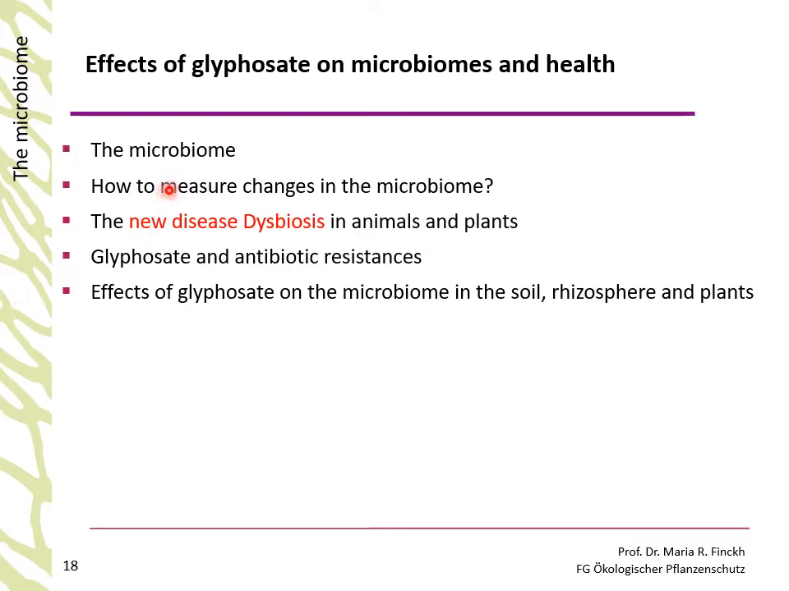Now I want to come to the main topic, the effects of glyphosate on microbiomes in health. First, I want to talk about the microbiome itself, what it is. Then, how do we measure this? And this was one part that we have been looking at in more detail in this paper. And then the new disease dysbiosis that is emerging in animals and plants. Then look at glyphosate and antibiotic resistances, and on the overall effect of glyphosate on the microbiome in the soil, rhizosphere, and plants.